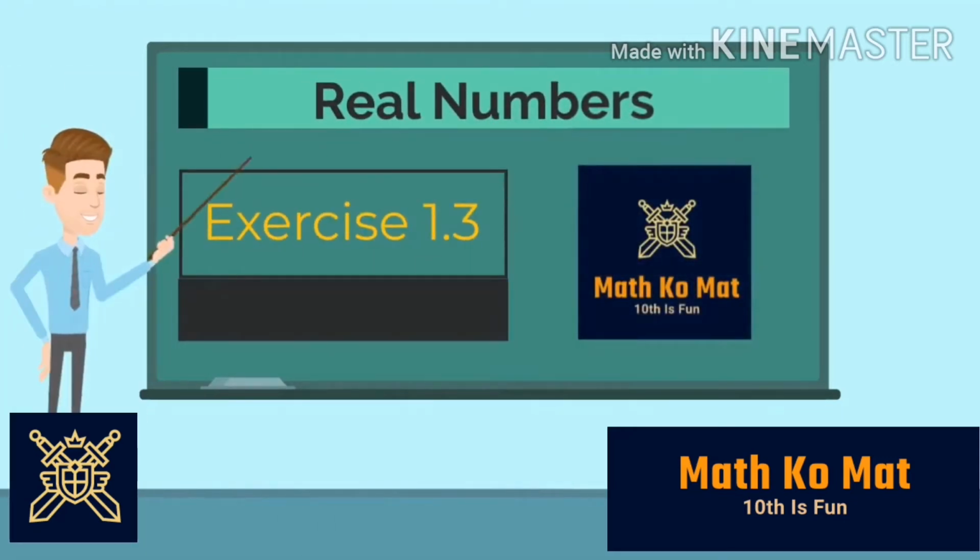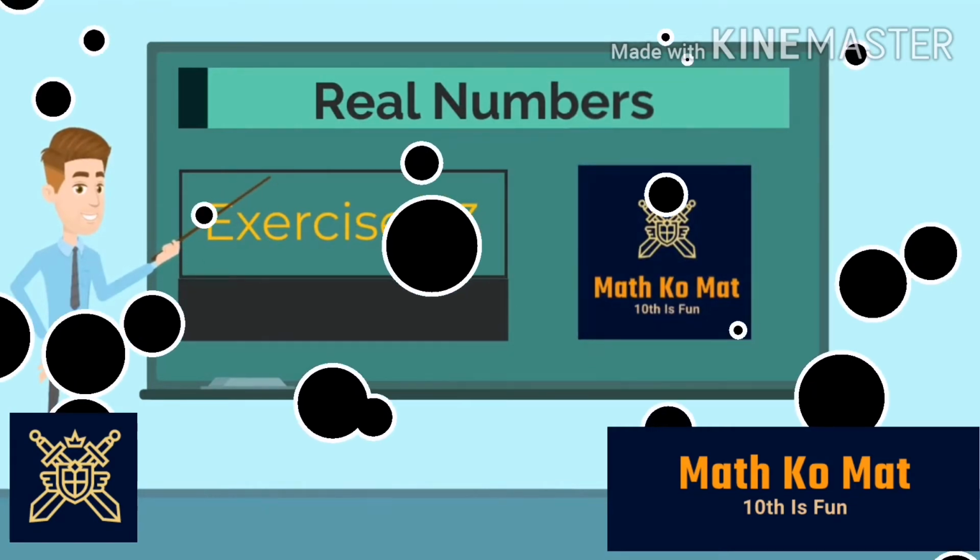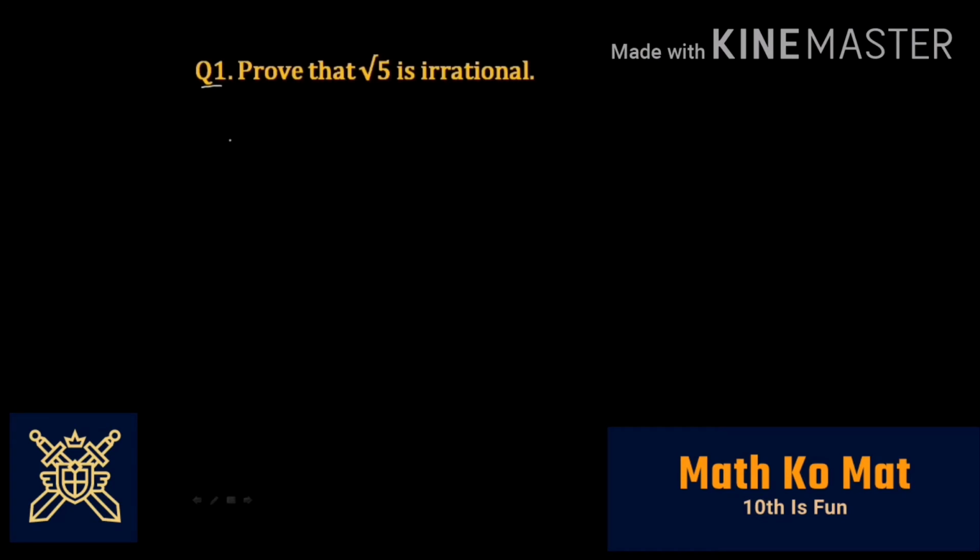In this video, we'll be seeing the exercise 1.3 of real numbers. So let's start. Guys, this is question 1 of exercise 1.3 of real numbers. In this question, you have to prove that root 5 is irrational.